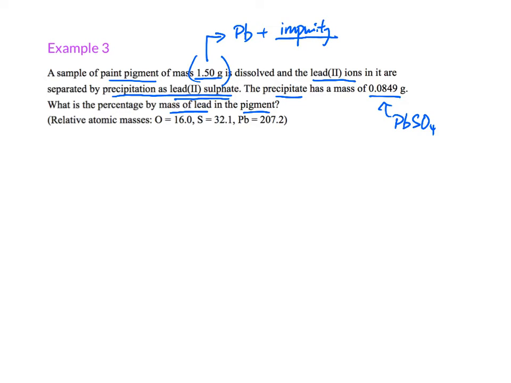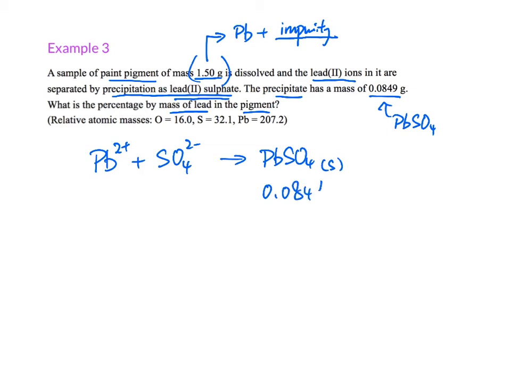So the equation that we have will be Pb reacting with the sulfate ion to form lead sulfate, which is a solid. At this moment you may not know how to write the equation, but this is a precipitation, just like silver ion with chloride ion. We find that the mass of it is 0.0849 gram. So you can find the mass of lead, because we want to know how much Pb we have inside this 1.5 gram of the paint pigment.